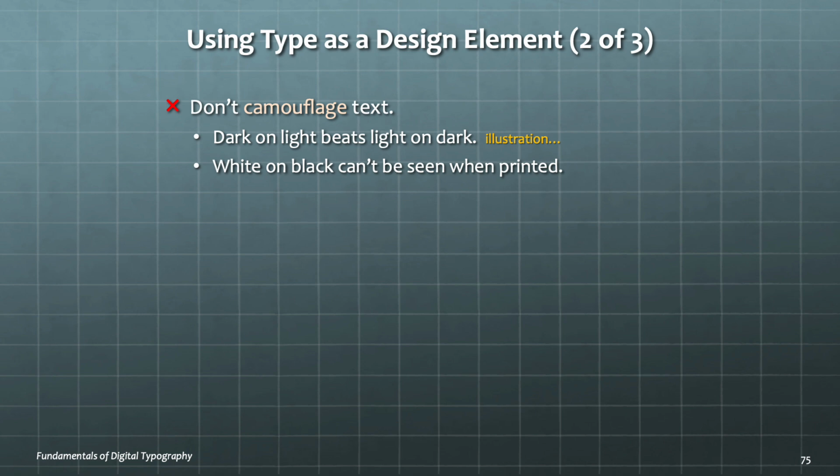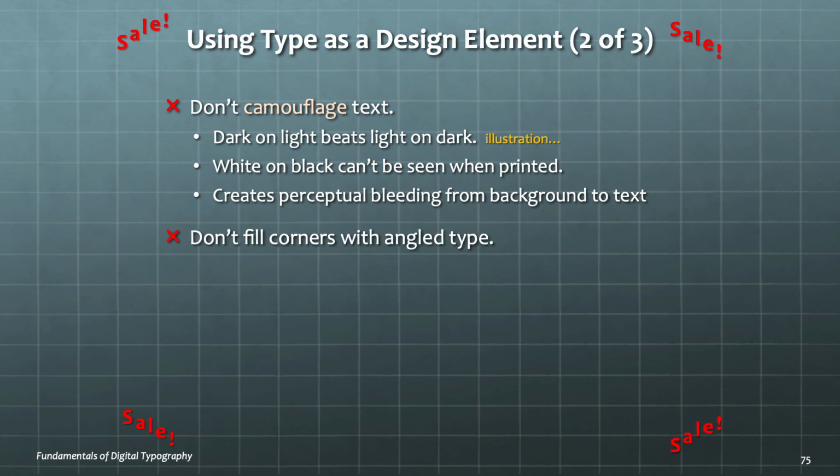White on black may work okay on screen in some cases, but looks awkward and can't be seen very well when printed. There's something called perceptual bleeding from background to text. That's a thing that your brain does which results in blurring things into each other. It makes the text hard to read.